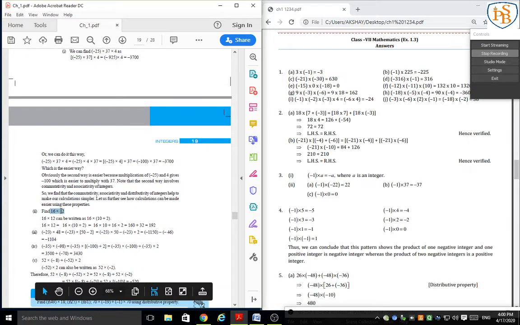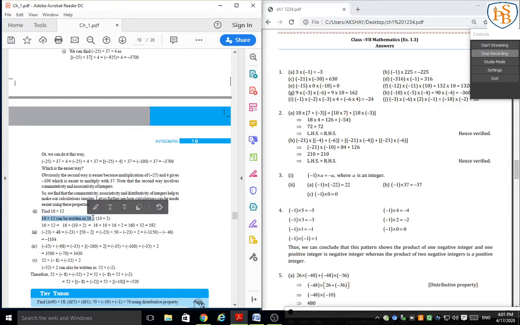Look at here carefully. 16 into 12. We know very well the table of 16 and 12, but what is the easiest way if I want to give a competitive exam? How can we multiply it easily, or how can we multiply the numbers orally? So 16 into 12 can be written as, they wrote here 16 the same way, but here they write 12 as 10 plus 2, and by using the distributive property we can find the answer easily.